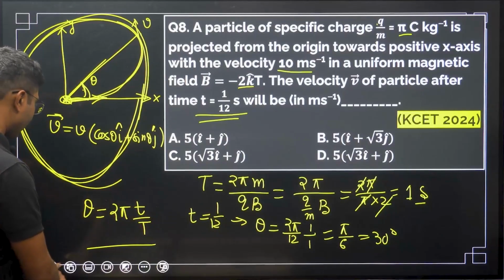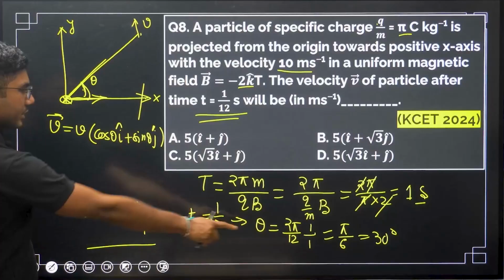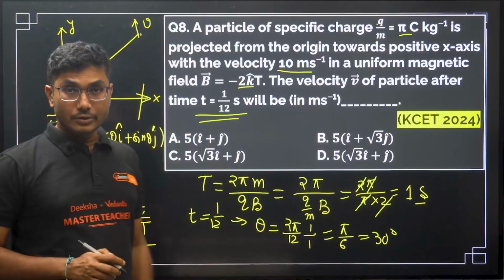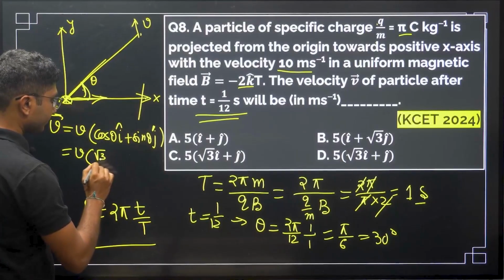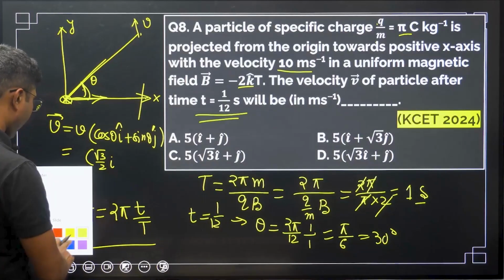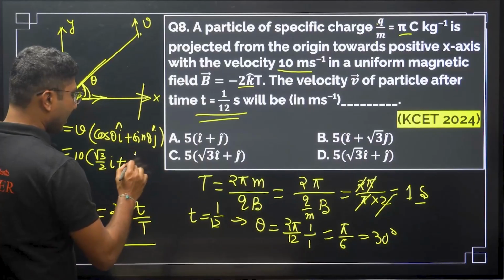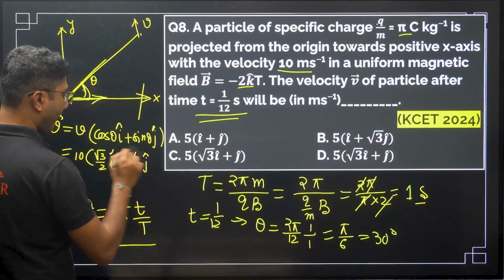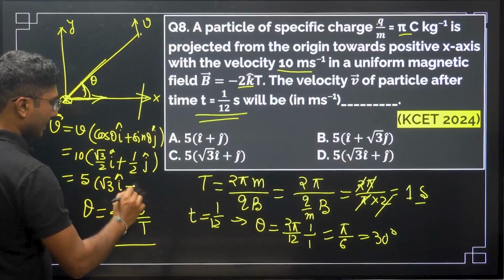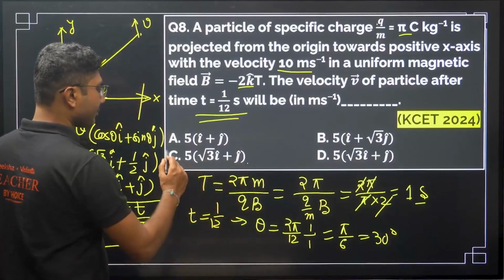Now we have to put this value of theta over here. Let me erase this. So v into cos 30, and cos 30 is root 3 by 2, and v value is 10 meter per second, plus sin theta. What is sin 30? Sin 30 is half. So it will be 5 into root 3 i cap plus j cap. So option C is correct.